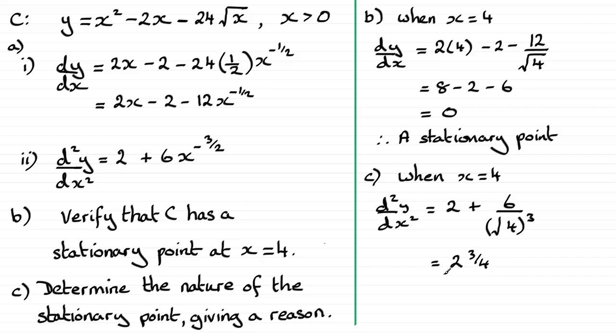More importantly though, this is a positive value. And when you get a positive value for d2y by dx squared, it represents a minimum point. So therefore, what we have is a minimum. Okay? Don't just leave it at greater than 0. Give a reason why that stationary point is a minimum, because it's greater than 0. Okay?